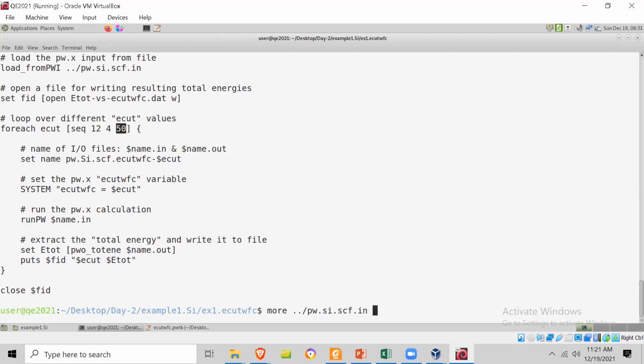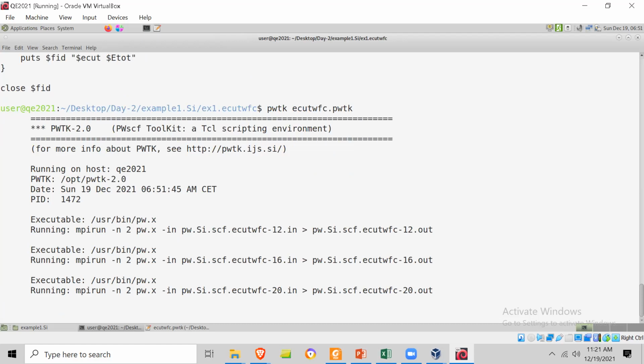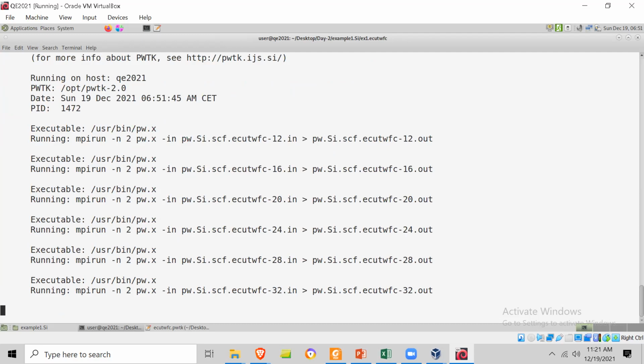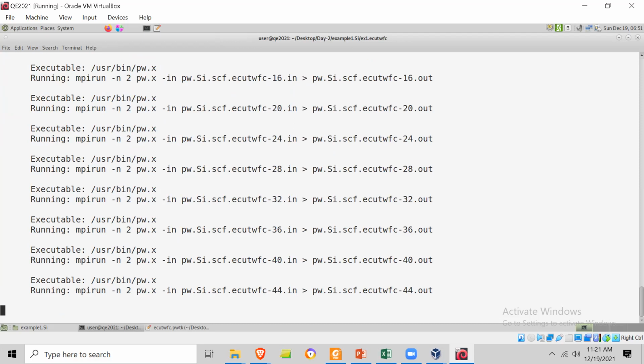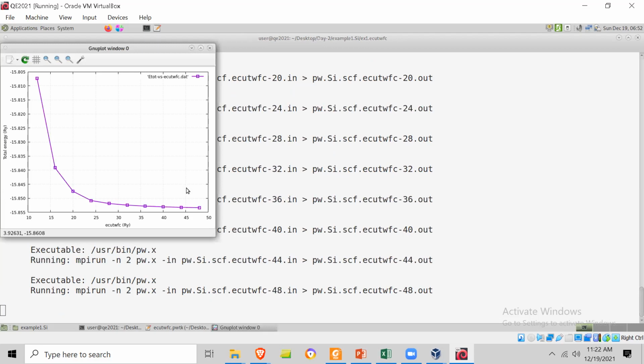Now it runs more calculations. 12, 16, 20, 24, 28. So it's going 4 by 4 now. I don't have to specify each of these. It's taken up by the code itself. So it goes up to 40. Now you see a very smooth curve, right? Because you have more points, you see the curve converging.